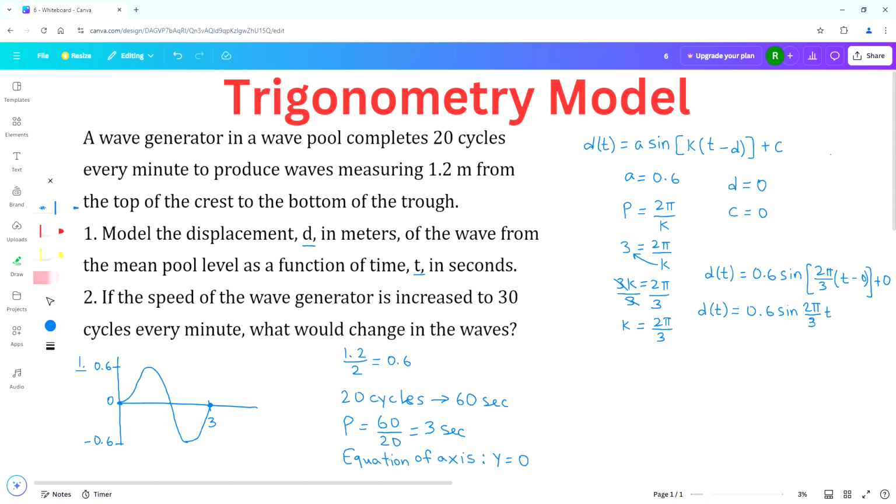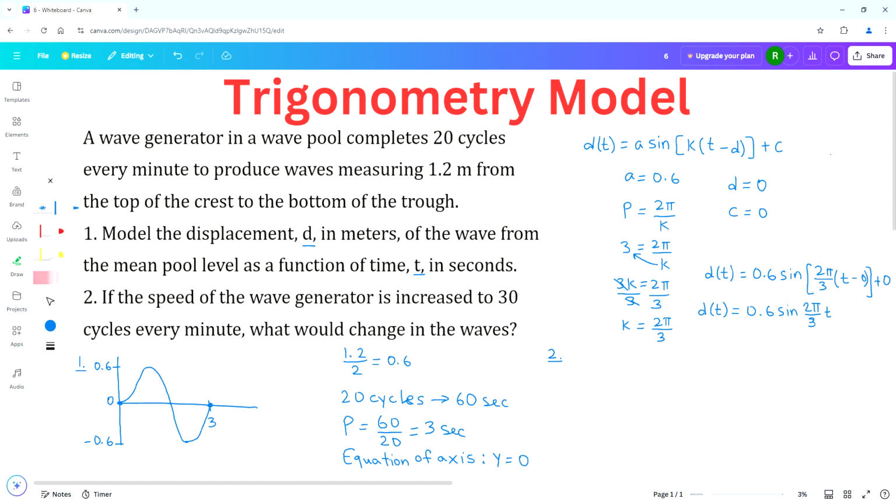Now we can answer the second part. If the speed of the wave generator is increased to 30 cycles every minute, what would change in the waves? In the second part, the speed of the generator is being increased from 20 to 30. As a result, more waves will be generated per minute, so the period of the waves will decrease.